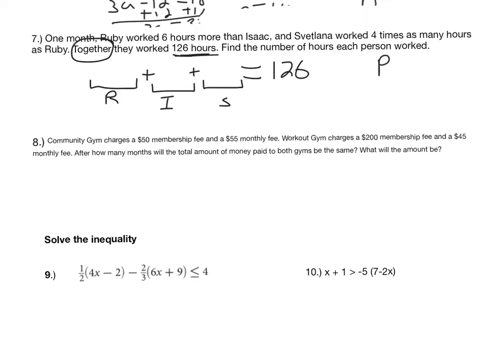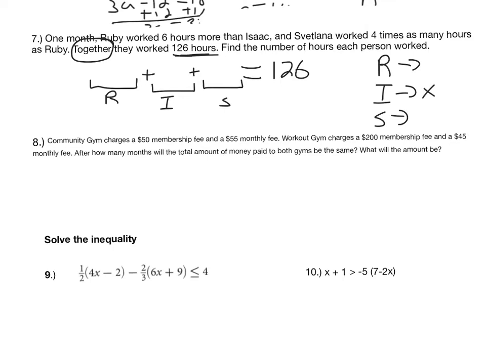So look for the one that we know absolutely nothing about. We know something about Ruby. Ruby worked 6 more hours than Isaac. We know something about Svetlana. Svetlana worked 4 times as many hours as Ruby. We know nothing about Isaac, so I'll go ahead and put, since we're talking about Isaac, I don't want to use I, we'll just use X for Isaac, right?